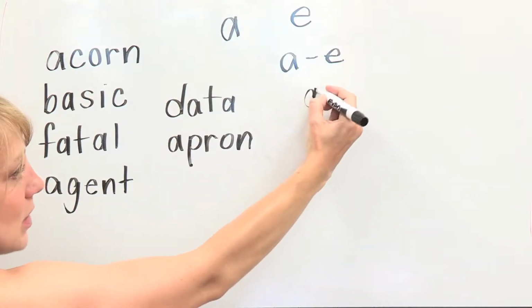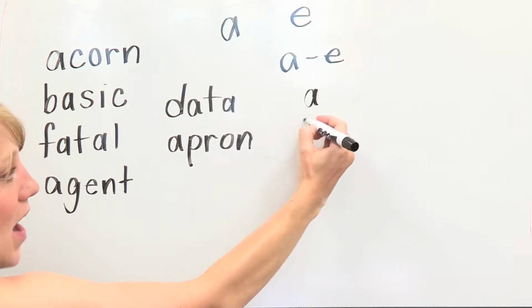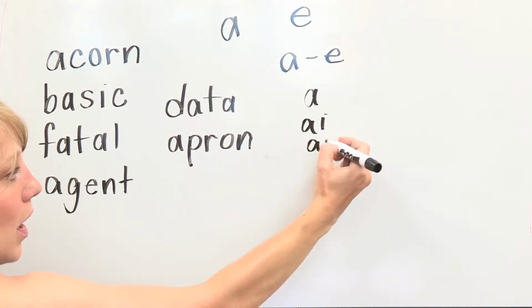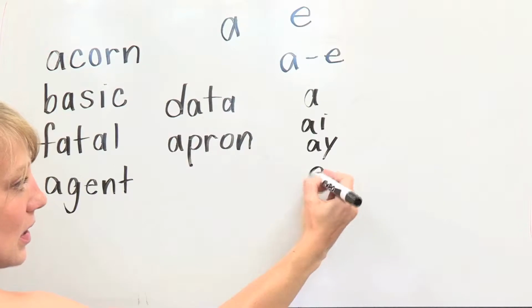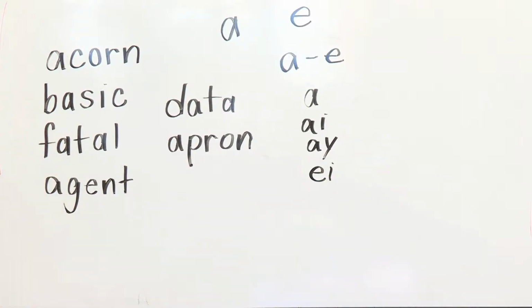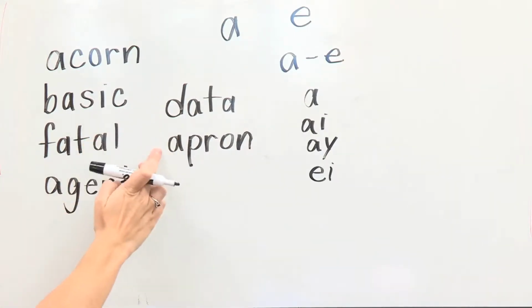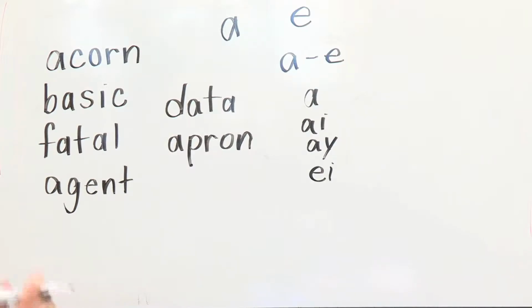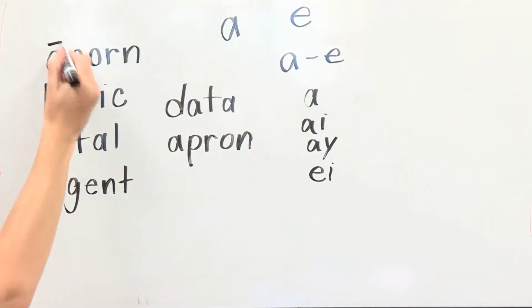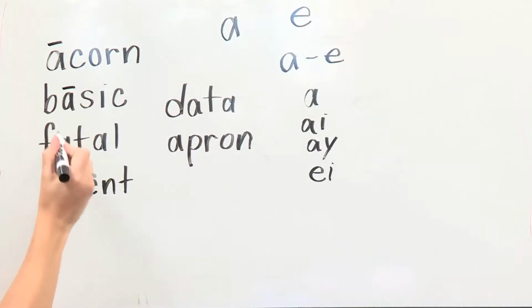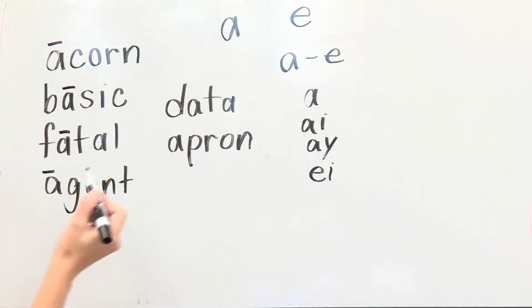So just basic A, we're going to talk about AI, AY, and EI. So let's start with just A. So let's look at these words I've written up here. I have acorn, basic, fatal, agent, data, apron. And all of you notice there is a long A in all of these. I'm making this little line signify that it's a long A.